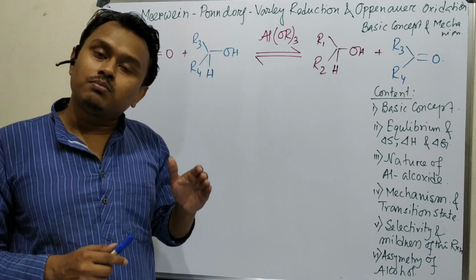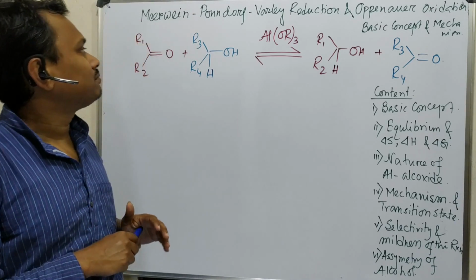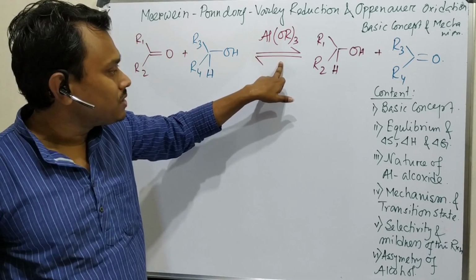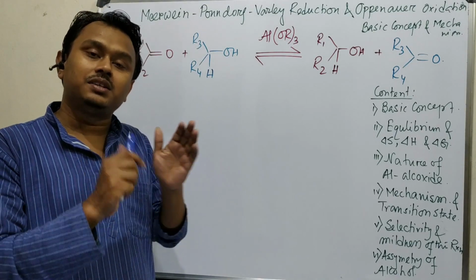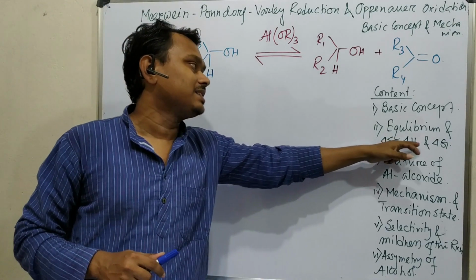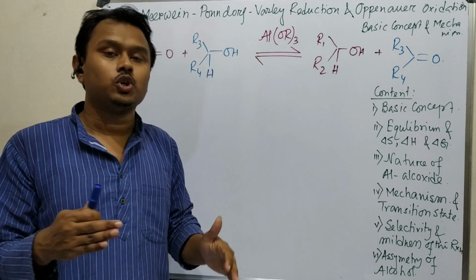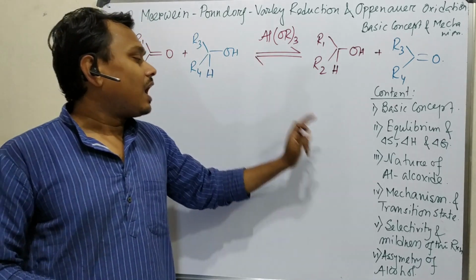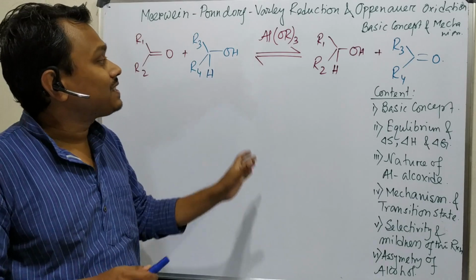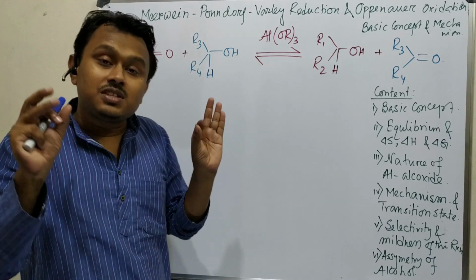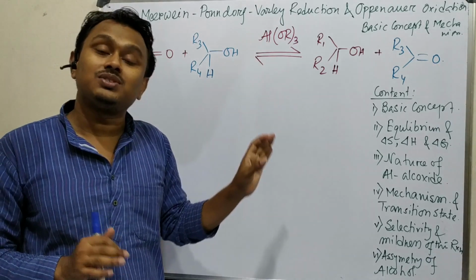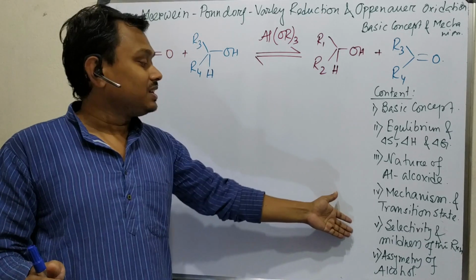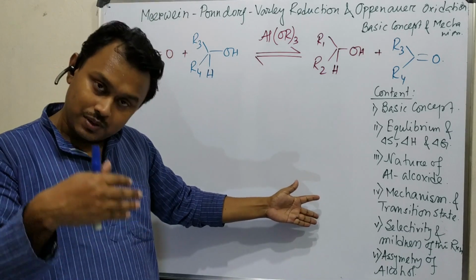Today's discussion will cover a few points. For example, the basic concept of this reaction. The equilibrium: you see this is an equilibrium reaction, and I have given the equilibrium sign. The equilibrium constant and its other parameters like delta H, delta S, delta G, and how this factor could be overcome because of smart design. Second, the nature of the alkoxide. After that, the mechanism, transition state, and selectivity, meaning the uniqueness and mildness of this reaction. That's why this reaction is favored. And also the broader application, which is due to its unique selectivity, which we will explain in the next video.